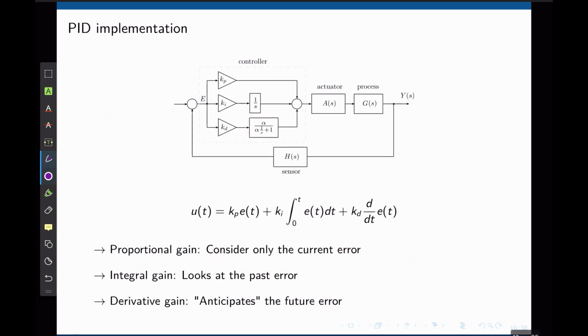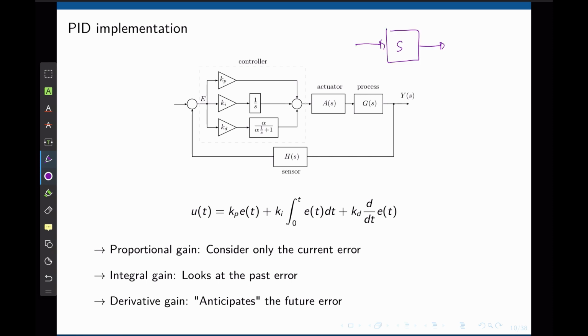To summarize, here is the implementation of the PID controller. 3 branches: the proportional, the integral, and the derivative. The proportional gain considers only the current error. The integral gain looks at the past error, takes the integral of the past error. The derivative gain anticipates the future behavior of the system by taking the derivative of the error itself.